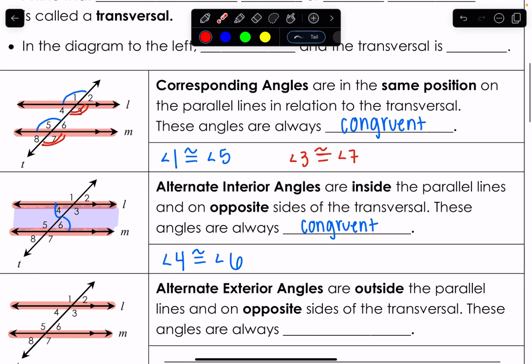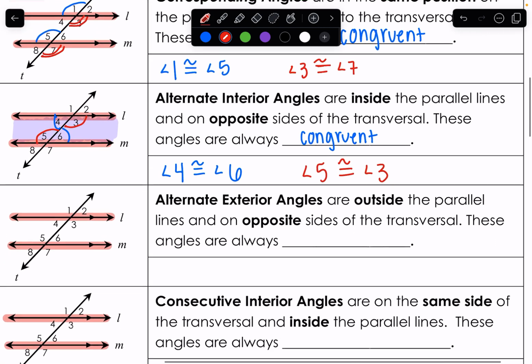The other example here, it has to be the opposite side of the transversal. This is my transversal line, inside the parallel lines, so we're inside the purple right now. That would be angle 5 and angle 3, opposite sides of the transversal. Angle 5 is congruent to angle 3.